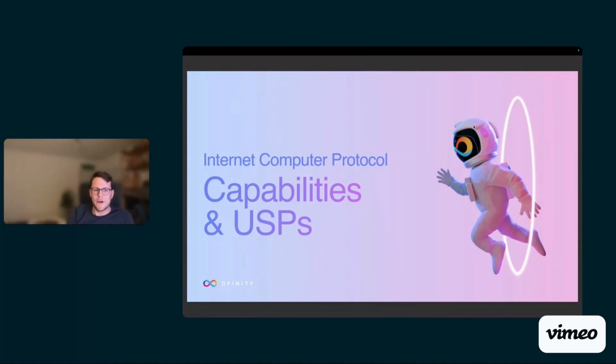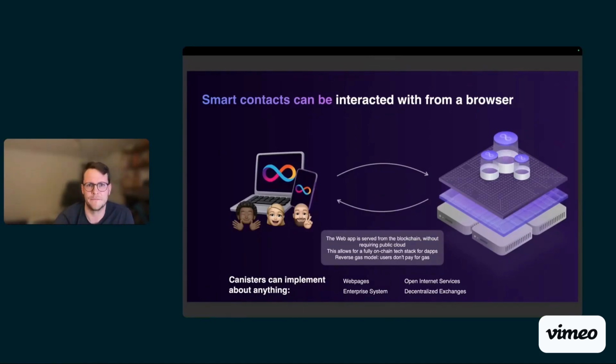So next, I want to talk a bit about the capabilities of the Internet Computer and its unique selling points, or I typically call it superpowers. So typically, when you interact with a dApp on a typical blockchain, you can't interact directly with the chain from your browser. So first, you typically download a front end from some centralized entity, and then you also, in most cases, need a wallet to sign all the transactions and pay gas fees.